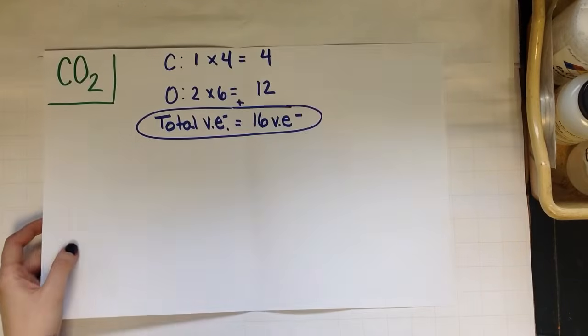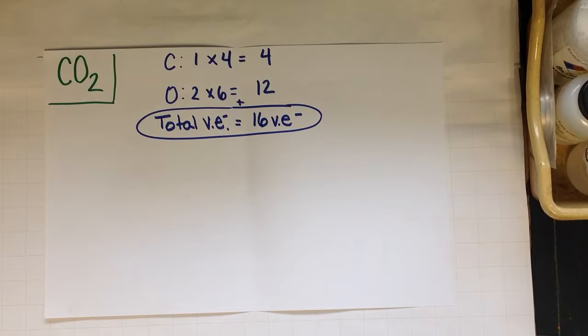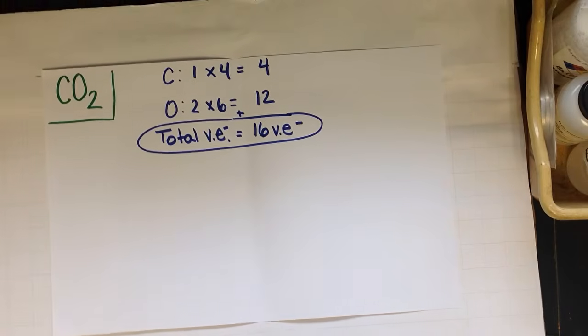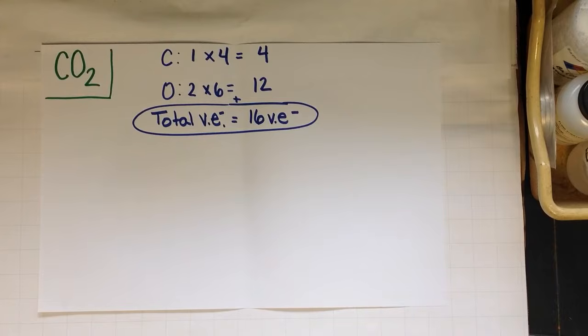Okay, so we learned how to do Lewis structures with single bonds, and doing them with double and triple bonds is pretty much the same, but we have to be careful and check our answer in the end. So let's take a look at our first example, CO2, carbon dioxide. I noticed that it's a molecular compound, nonmetal and nonmetal, so there's going to be sharing of electrons.